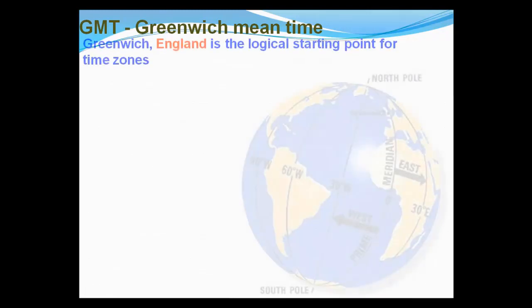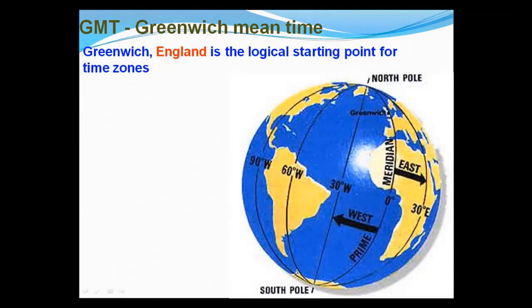Now we'll understand the idea of Greenwich Mean Time. It is also called GMT. Greenwich is a place in England and it is a logical starting point for the time zone. As you can see in this picture, from North Pole to South Pole, the 0-degree prime meridian is connected and is passing over a place in UK, England, named Greenwich. From this place, the name has been derived, named Greenwich Mean Time or GMT.